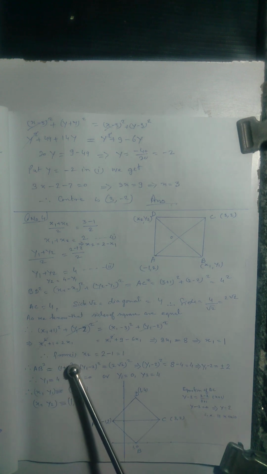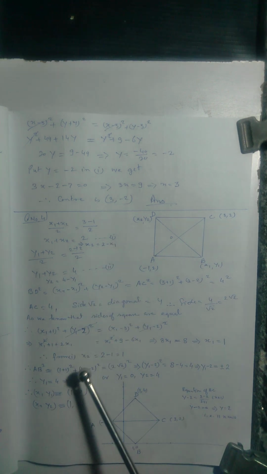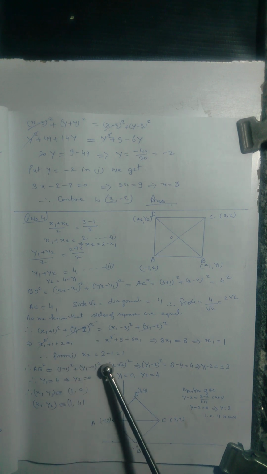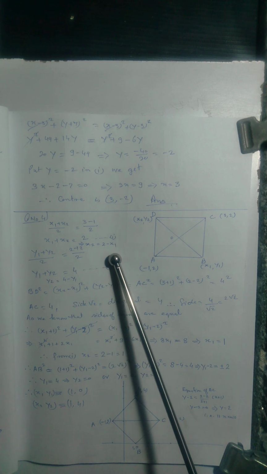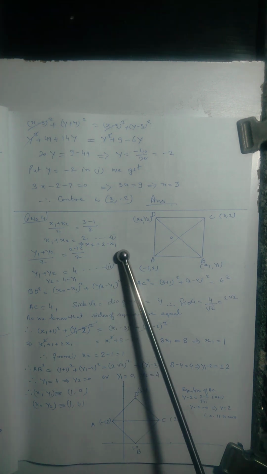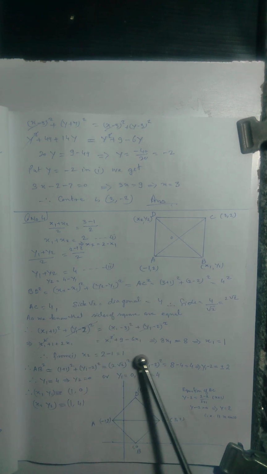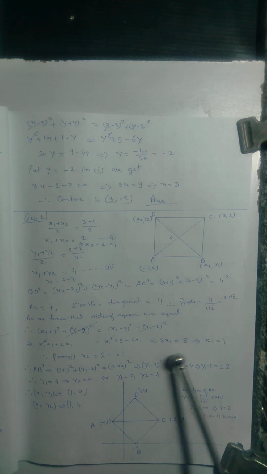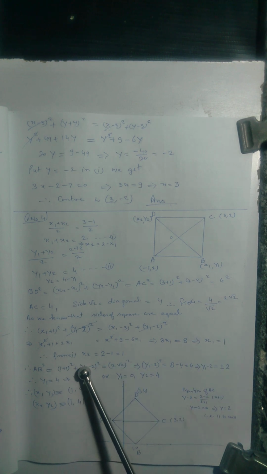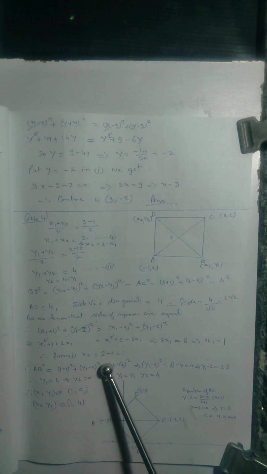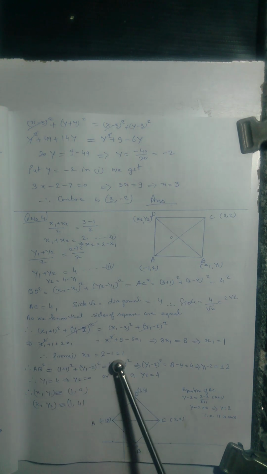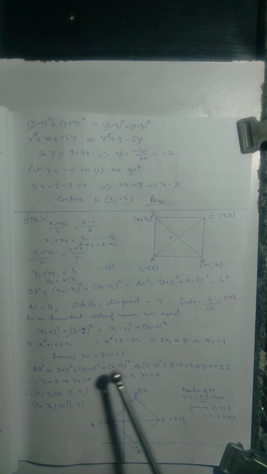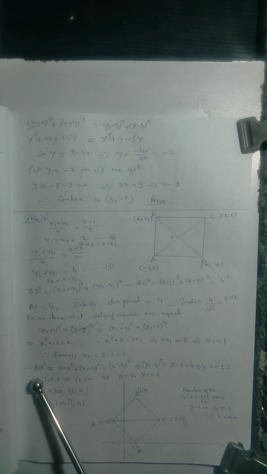Therefore, from 1, we know that x2 is equal to 2 minus x1. So here, once we know the value of x1, we can determine the value of x2, that is 2 minus 1, that is equal to 1. So x2 is equal to 1 and x1 is equal to 1.